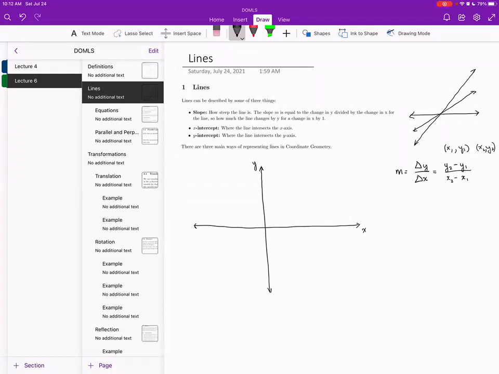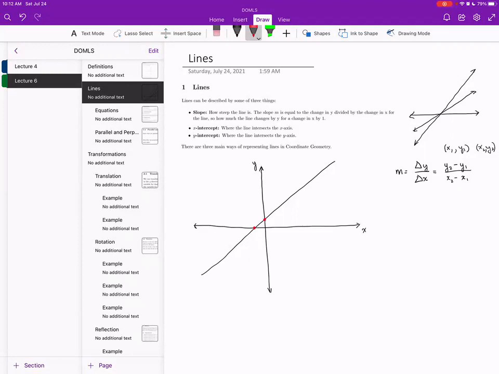So let's say we have some line. We already figured out what the slope is. So now let's figure out what the x-intercept and y-intercept are. The y-intercept is going to be where the line intersects the y-axis. So here, this would be the y-intercept, where the line intersects the y-axis. And here, this would be the x-intercept, where the line intersects the x-axis.